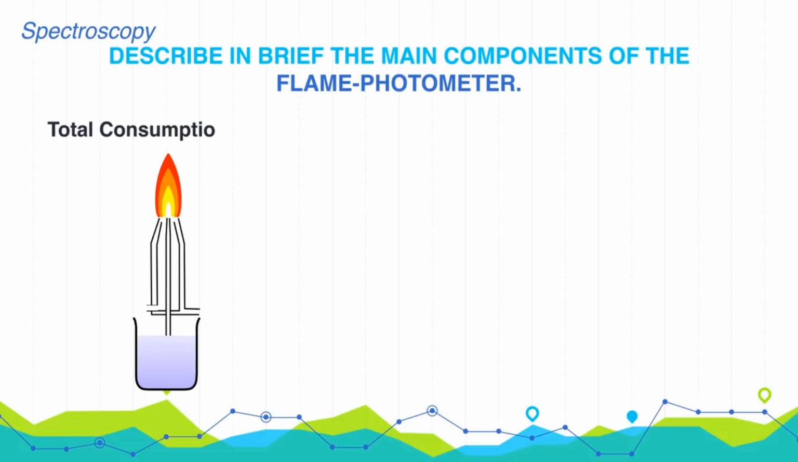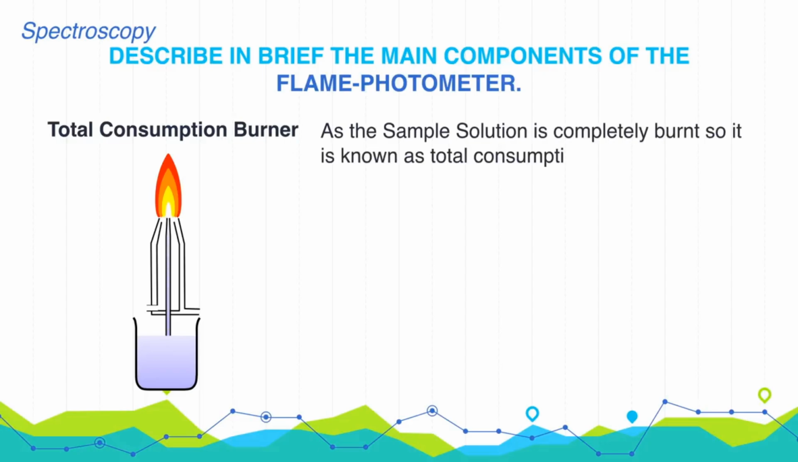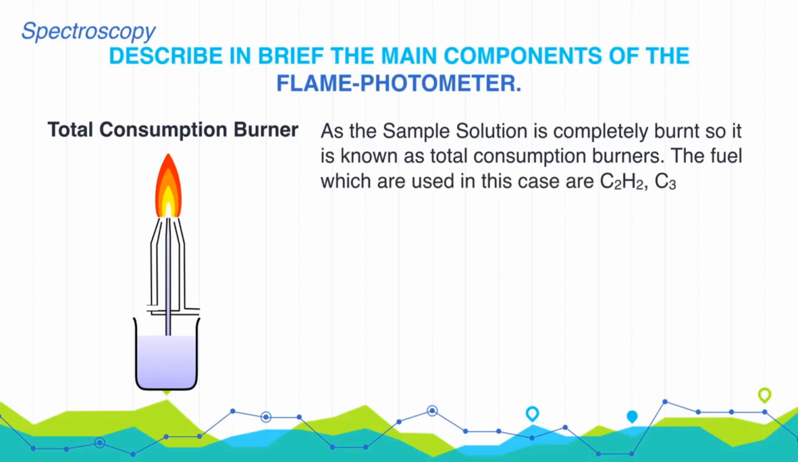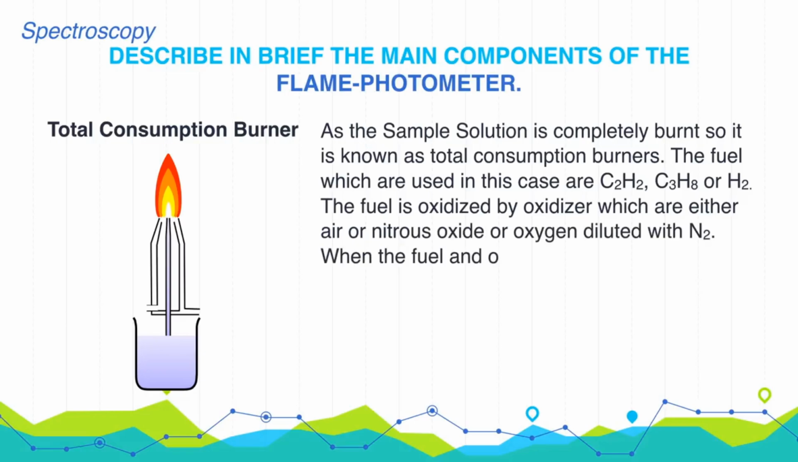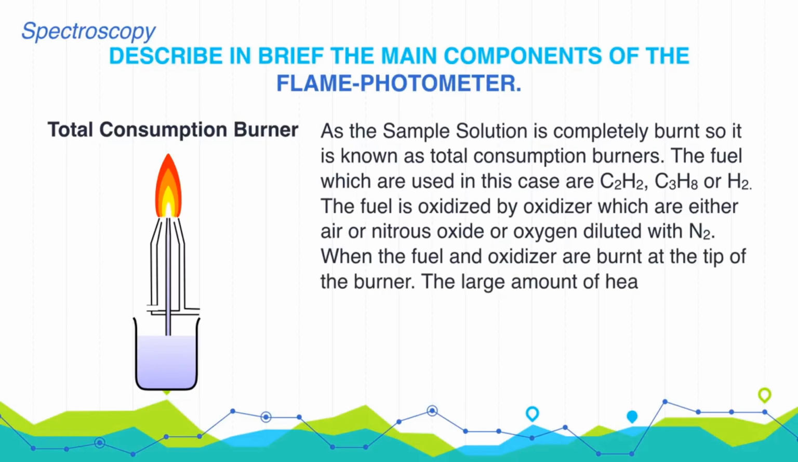So let's talk about the total consumption burner. As the sample solution is completely burnt, it is known as the total consumption burner. The fuels used in this case are acetylene, propylene or hydrogen. The fuel is oxidized by an oxidizer, which is either air or nitrous oxide or oxygen diluted with nitrogen. When the fuel and oxidizer are burned at the tip of the burner, a large amount of heat is produced.